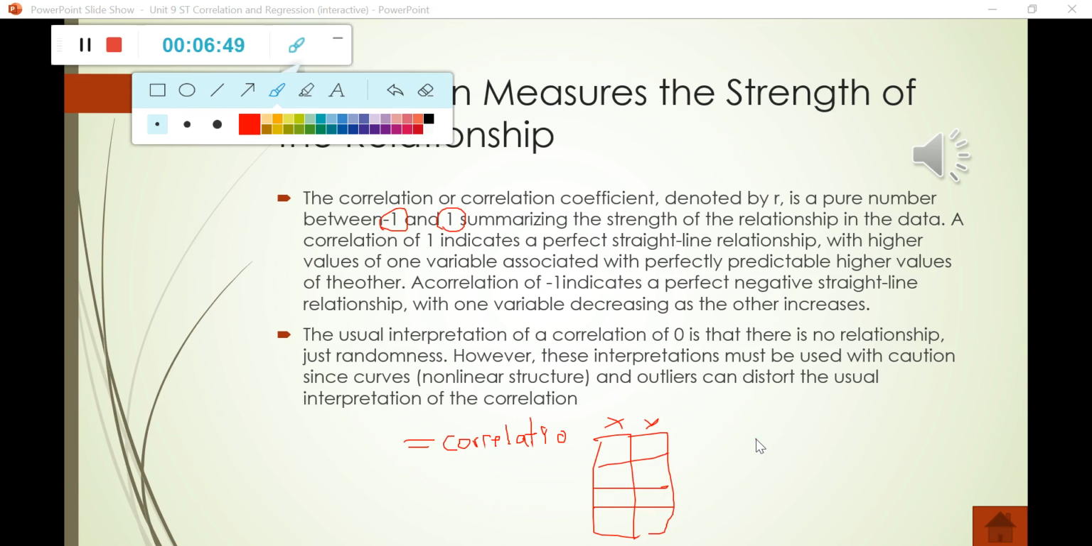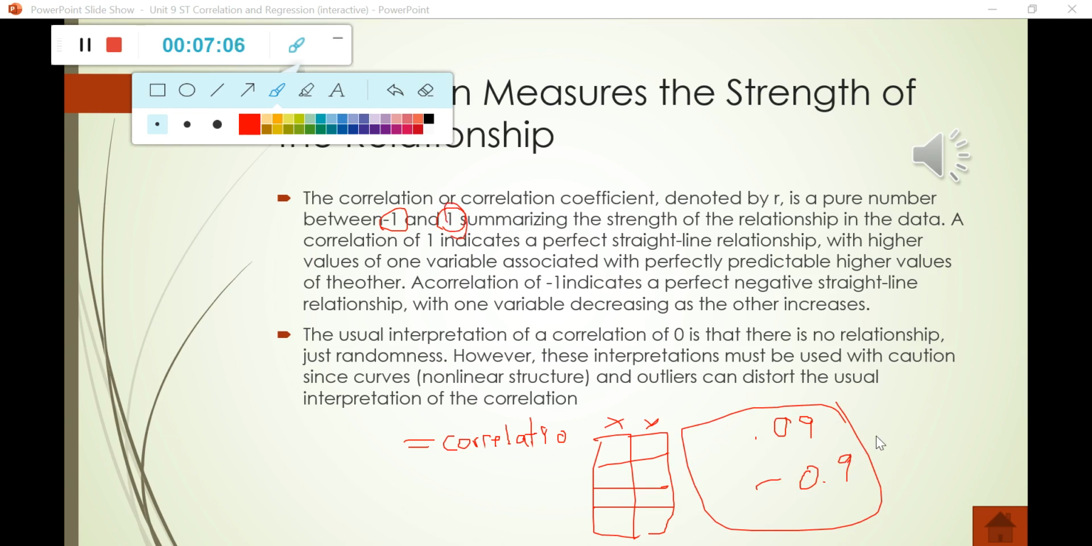So in this result, we can get, for example, 0.9 or -0.9. Based on that, that means that the correlation is very strong, so it's close to 1.